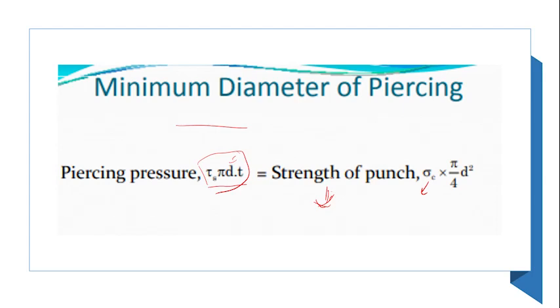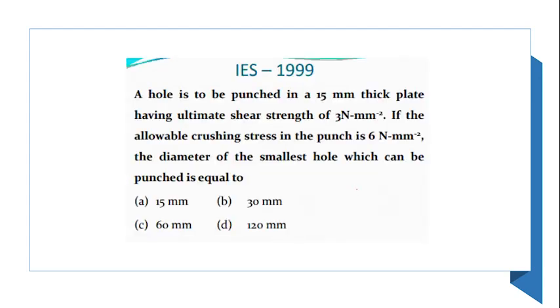Suppose in the question they will give you the crushing strength of your punch and the minimum force that you are applying, and then they will ask you what will be the minimum diameter of piercing that can be done on your sheet metal. So this is the condition that you have to use, that the applied force will be equal to the strength of your punch. Now solve this question.